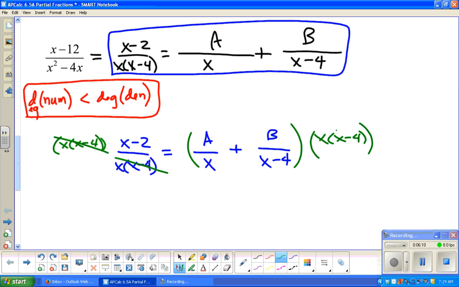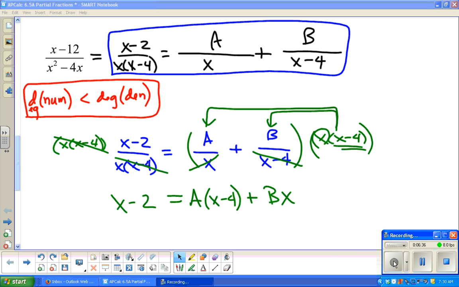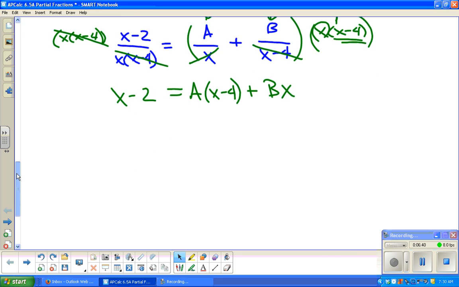Now, when I do this over here, x is going to divide out with this x, leaving A times x minus 4, plus, now when I do that here, x minus 4 is going to divide out with that x minus 4, leaving Bx. And on the left side, I'm going to have x minus 2. Okay, so this is where the sneaky part comes in.